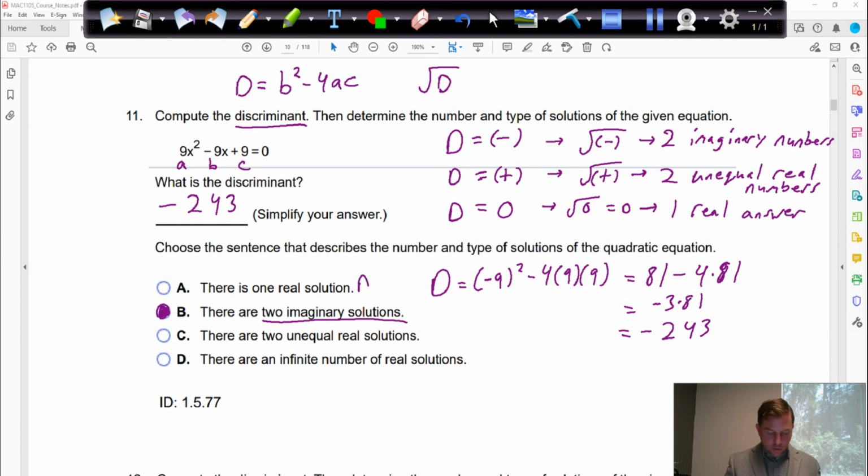Okay, so this one would have been if D was 0, this one is if D is negative, this one is if D is positive, and we won't have infinite solutions in the quadratic formula. You're only ever going to get two solutions.